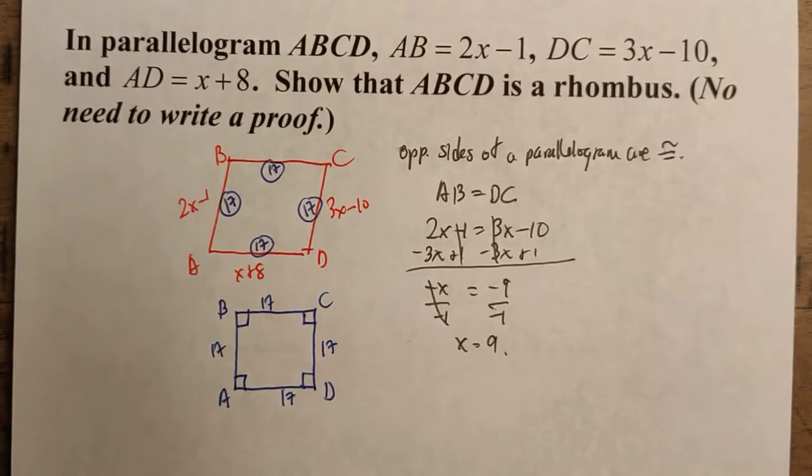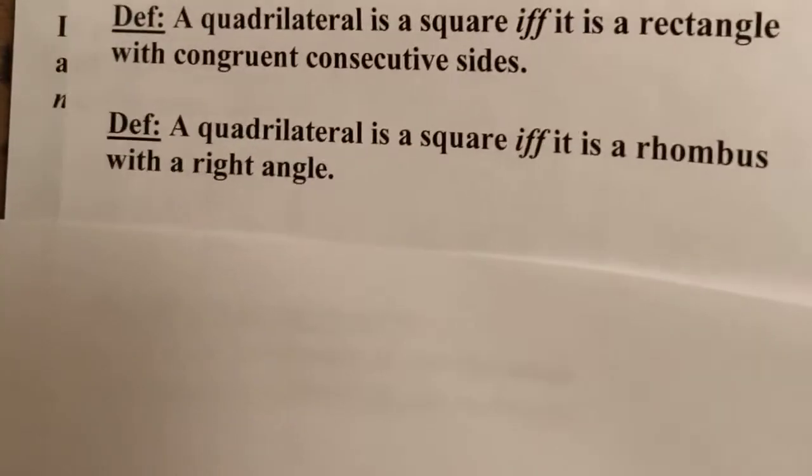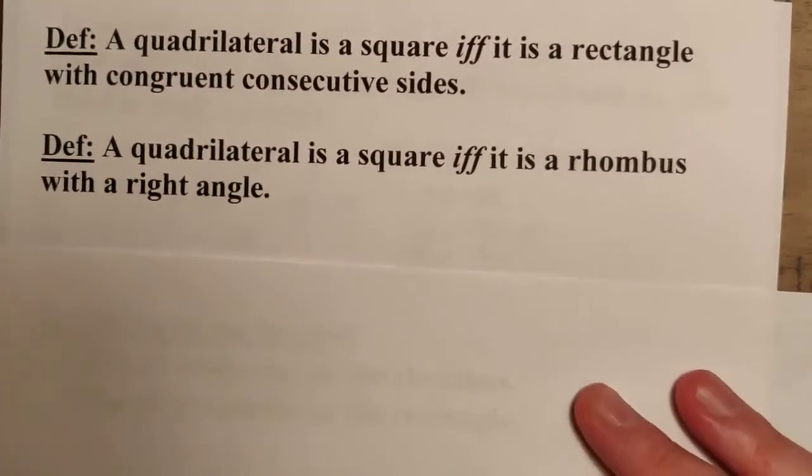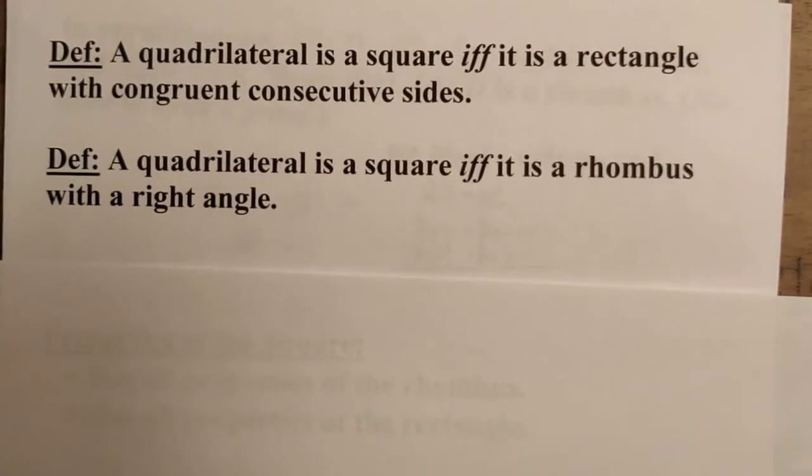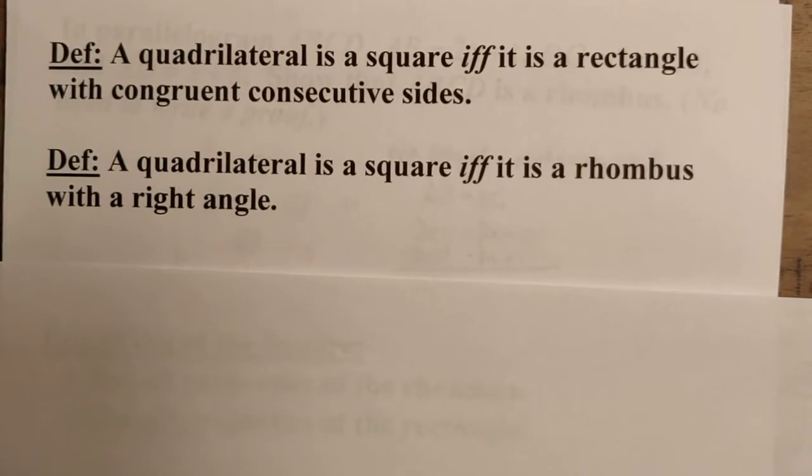So with that in mind, ladies and gentlemen, let's take a look at this. There are actually quite a few definitions for the square, and both these definitions are perfectly valid. Depending on the book that you're looking at, you can actually determine the definition of square like this. So we can say, for instance, a quadrilateral is a square if and only if it's a rectangle with congruent consecutive sides.